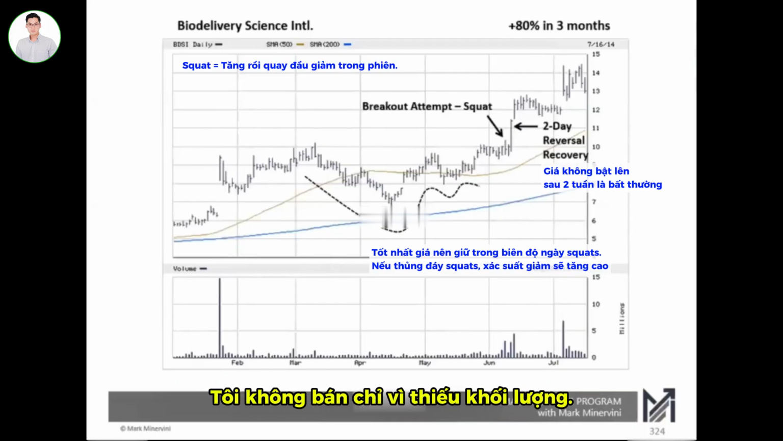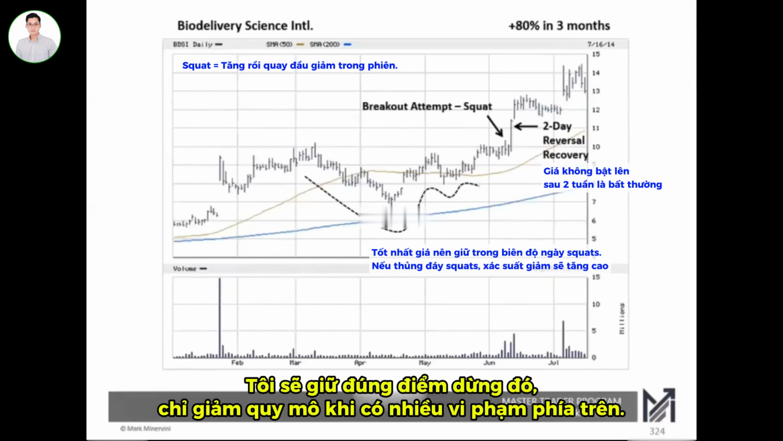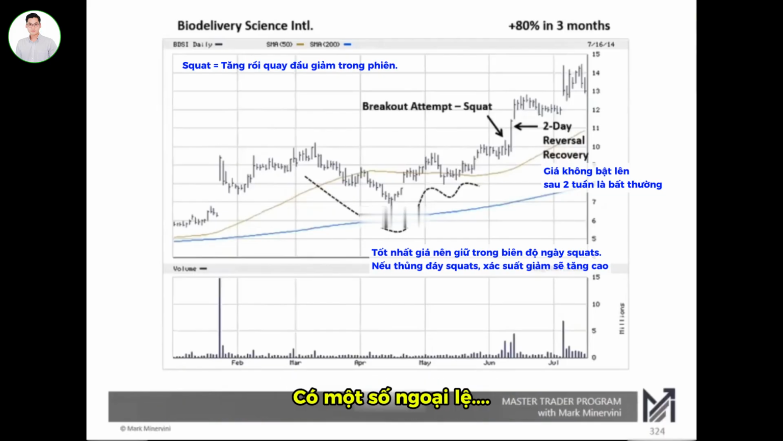So it's not apps. I wouldn't sell it just because it didn't get that huge increase in volume. Right. And so you should have already come into the trade knowing the amount of risk that you're going to take and having that stop laid out. So what I will do is I'll stick with that stop, and unless I see a violation, or usually multiple violations starting to pile up that happen above that stop, I'm probably not reducing. Now, there's a few caveats.